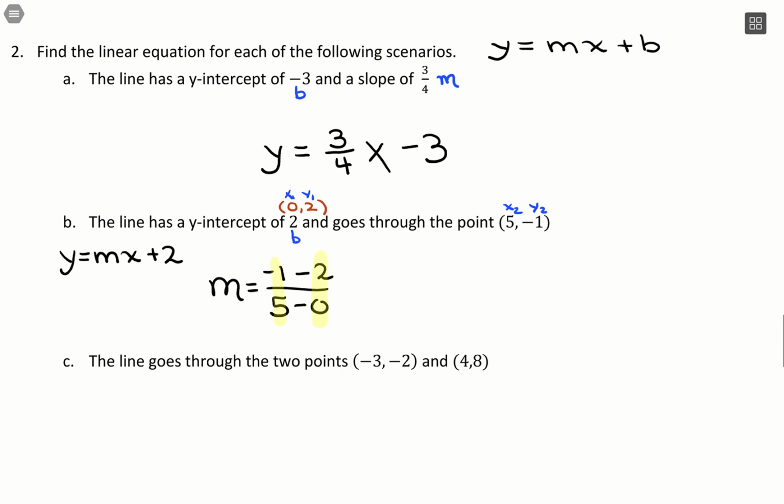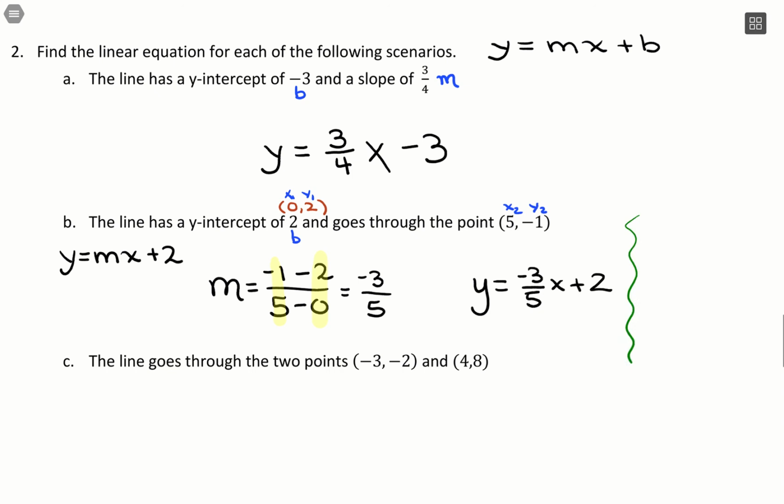So here's my coordinate (5, -1), here's my coordinate (0, 2), and the subtraction is just part of the structure. So just make sure your coordinates are lining up with y on top and x on bottom. All right, so simplifying this down, -1 minus 2 is -3 over 5 minus 0, and there's our slope.